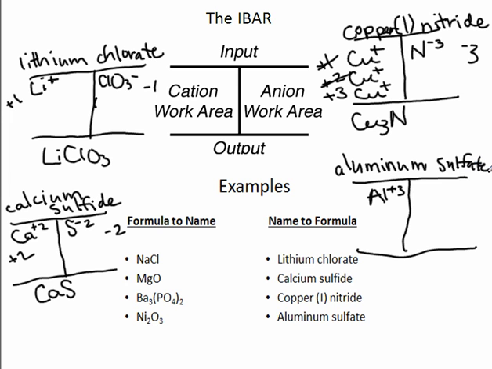Sulfate ends in ATE, so it's going to be a polyatomic ion. And so if I look on the back of my periodic table, sulfate is SO4, and it has a -2 charge. And again, that's going to be the common polyatomic ions chart. Right now, I have a -2 charge on my anion and a +3 charge on my cation. +3 and -2 don't cancel out. This aluminum is trying to give away 3 electrons, but this sulfate can only accept 2 of them.